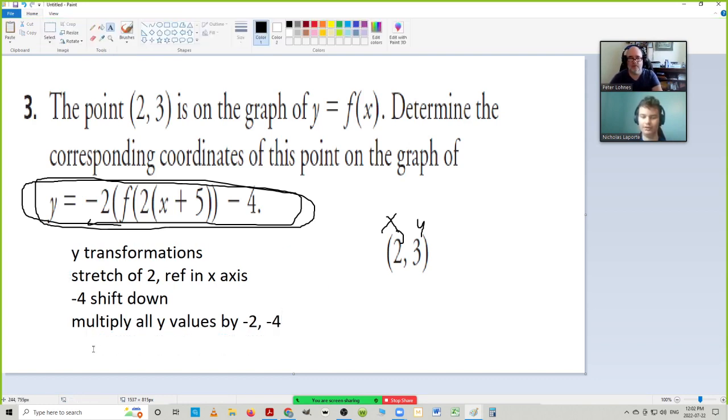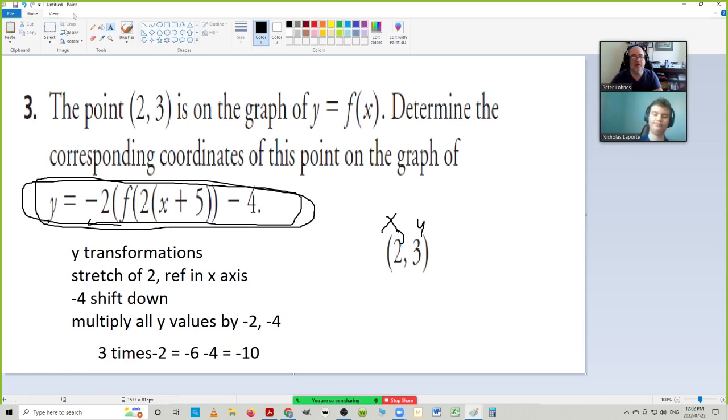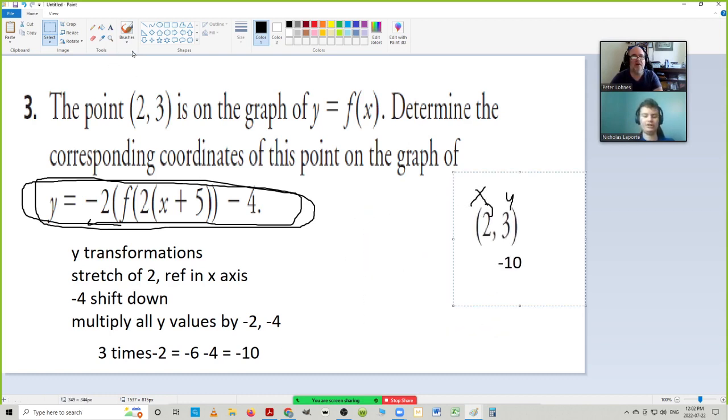Okay. 3 times -2 is -6, minus 4 is -10 is the y. That means my new y value is -10. So I should take my -10 and put it right there. Now we got to do the same thing for the x, and I think I know what to do for this one also. Okay.